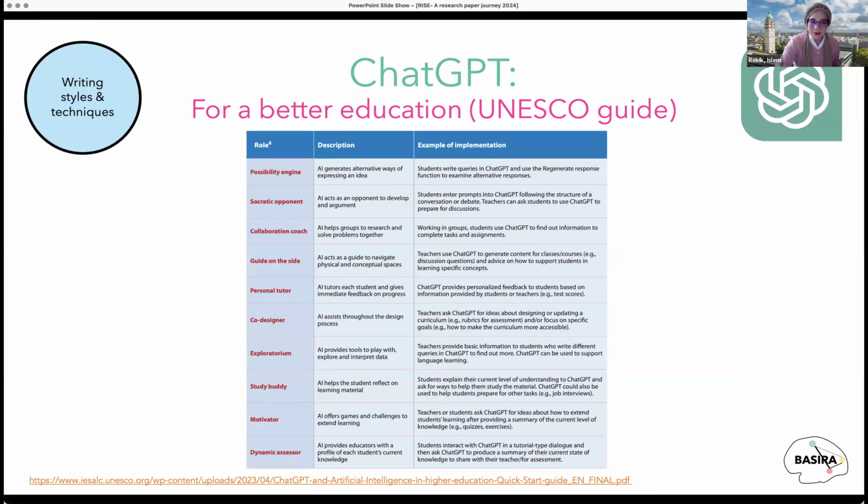There are so many startups already using LLMs to develop such products, right? And play these roles, a role of a study buddy, like when AI helps the student reflect on learning material. A motivator offers games and challenges to extend learning, right? So there are so many good points. But yeah, reading on this is very important, because I believe that the way we educate the future generations, and even this one, will differ dramatically.